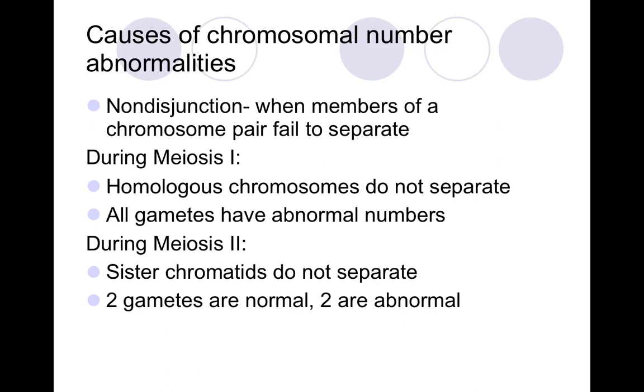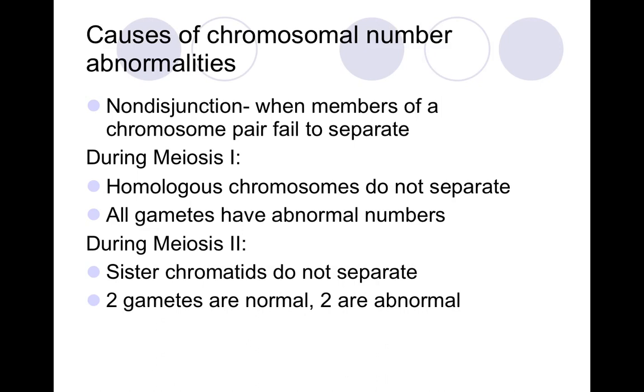What are some causes that can give us different chromosome numbers or abnormalities in the number of chromosomes? It can be non-disjunction. This is where members of chromosome pairs fail to separate. When we talked about meiosis and the two parts where we have separation of chromosomes, meiosis 1 and meiosis 2, if in either one of those spots the chromosomes don't separate, you can have gametes that are not normal, which then when they join with other gametes can give us abnormal chromosomal results at the end.